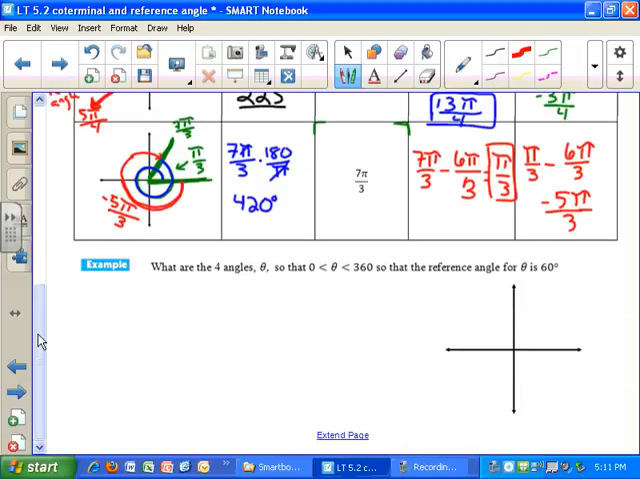And the last example is just another way for you to picture reference angles and how there's going to be more than one angle with the same reference. And so you only have to memorize that one triangle, that one angle with the reference angle.